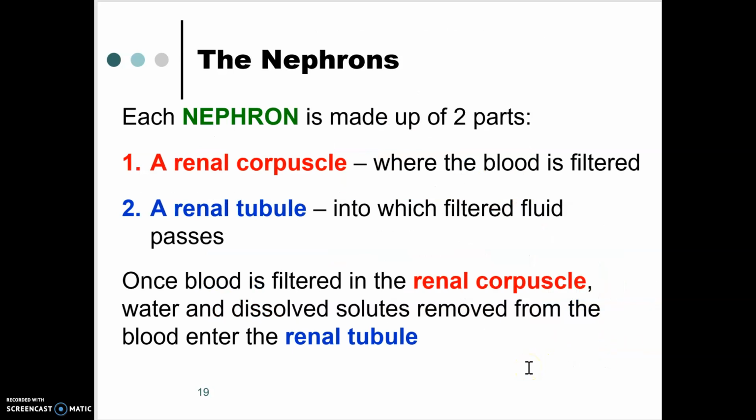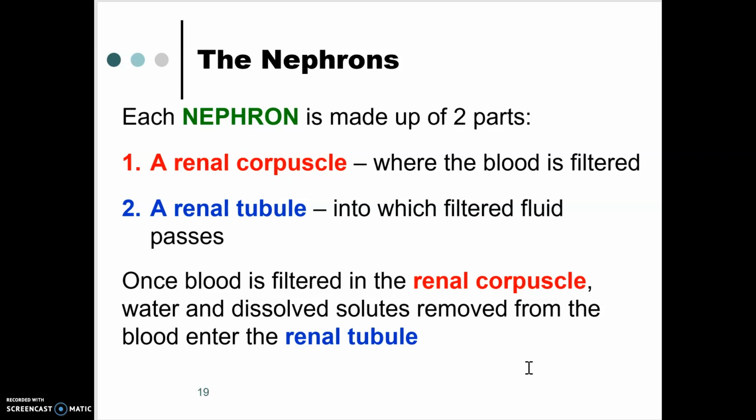Alright, so a nephron is made up of two parts. The first part is what we call the renal corpuscle, and this is going to be made up of the Bowman's capsule and the glomerulus, and this is where the blood is actually filtered. So the glomerulus is a capillary bed, and the Bowman's capsule is a place that captures everything that gets filtered out of that capillary bed.